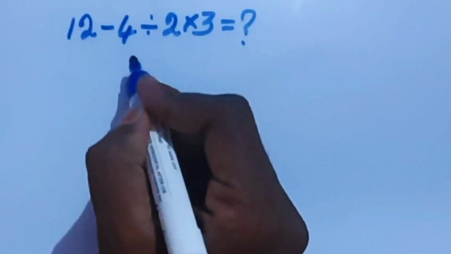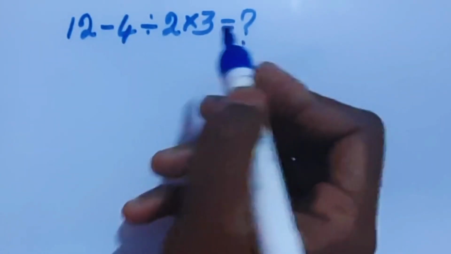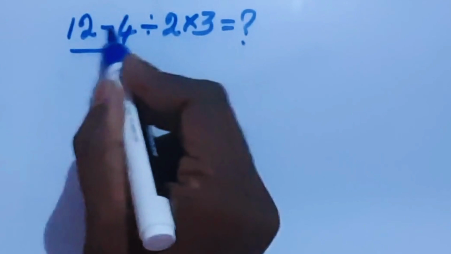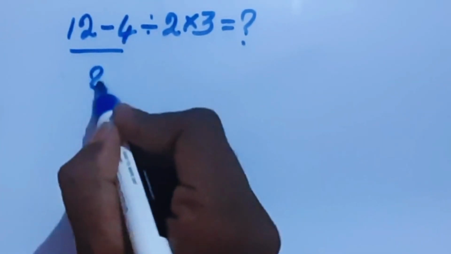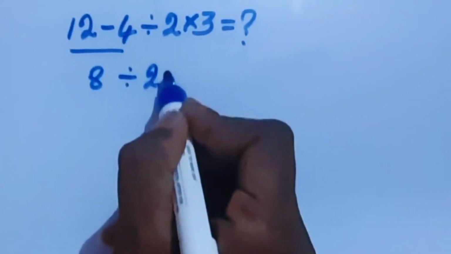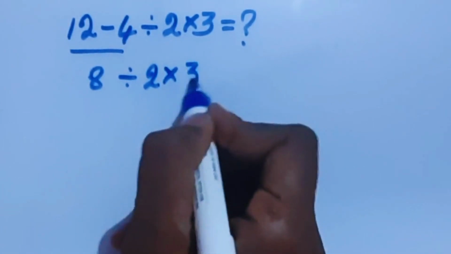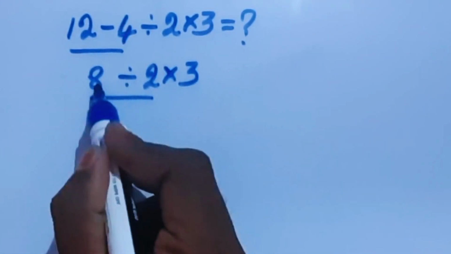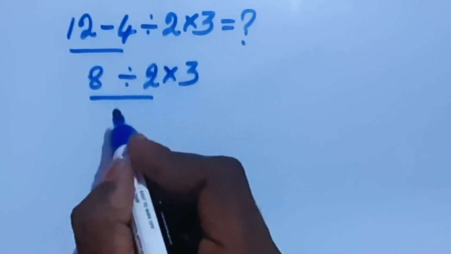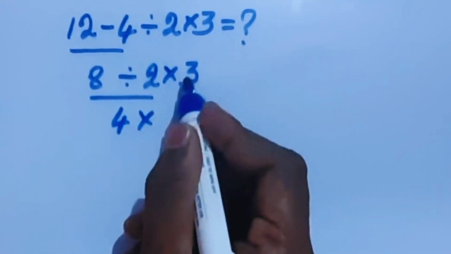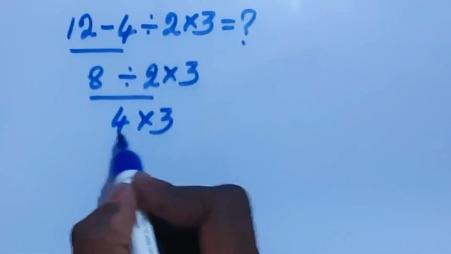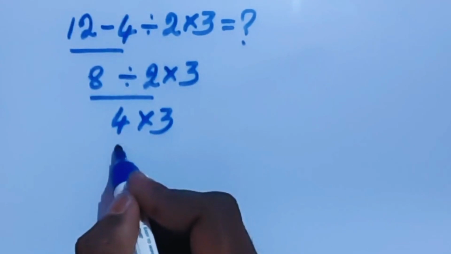Hello guys, most of them get answer 12 for this problem. It is wrong. Let's see the correct one. Here 12 minus 4, 8 divided by 2 times this 3. Now 8 divided by 2 is 4 times this 3. Here 4 times 3 is 12.